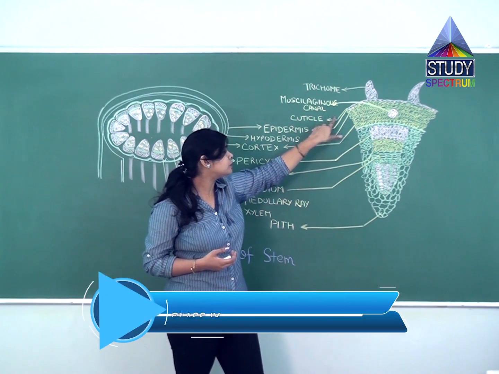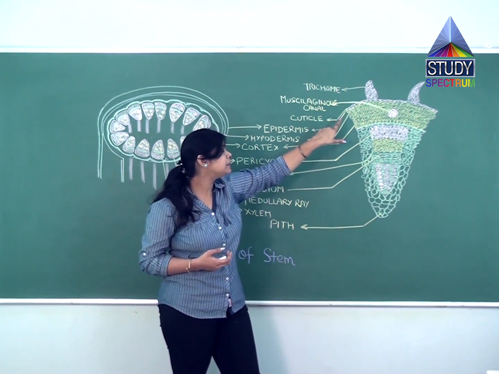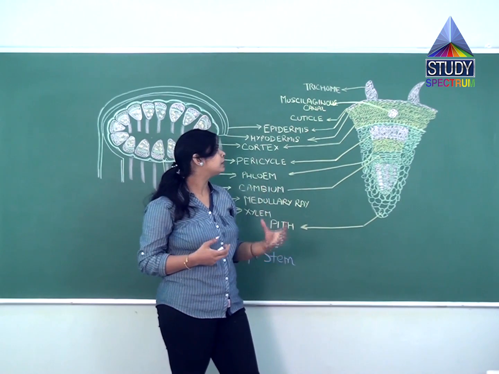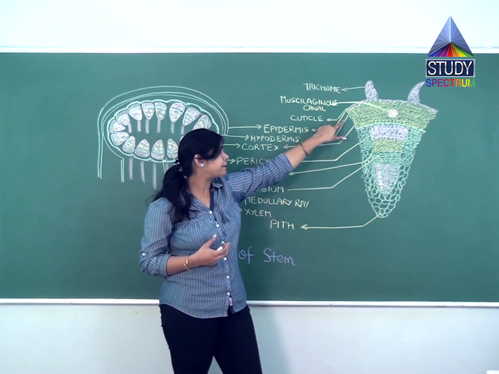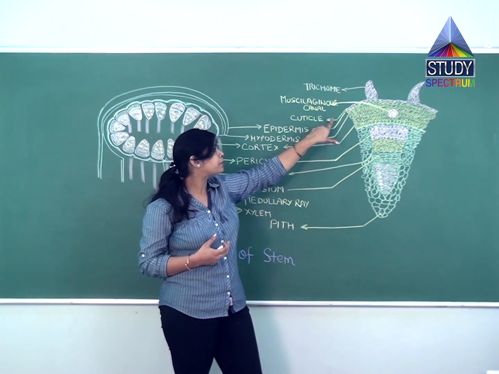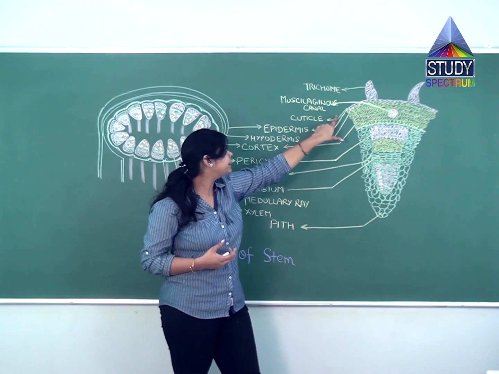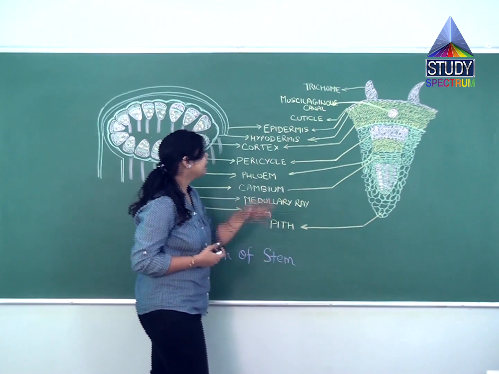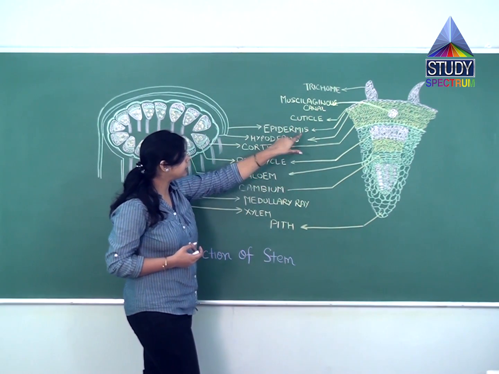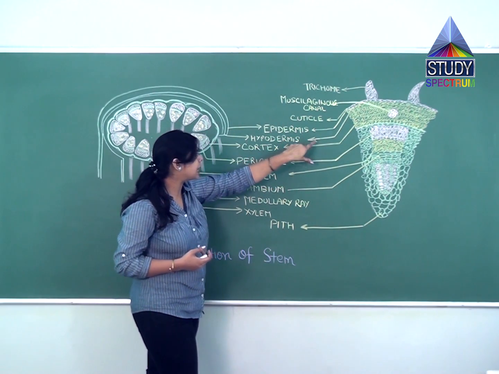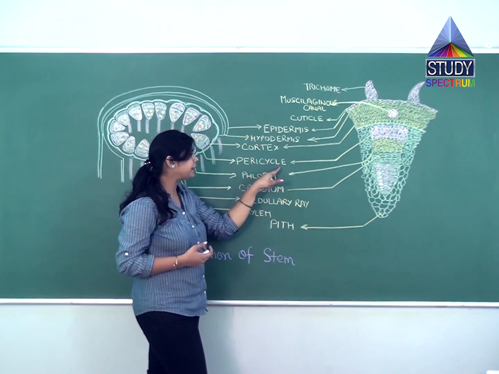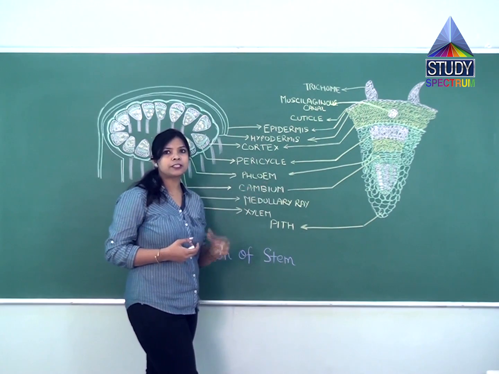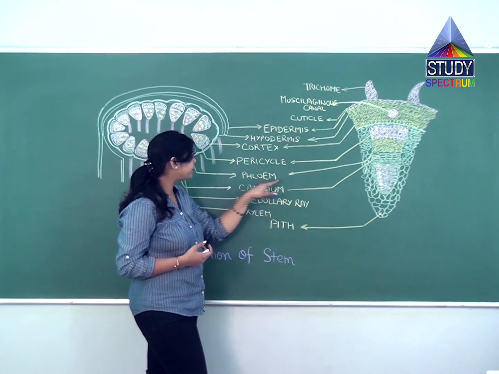Then the cuticle is found on the upper part of the epidermis, and it gives a waxy appearance. It is a protective covering of the epidermis. Under the epidermis there is the hypodermis, then the cortex, then the pericycle, and then the phloem.